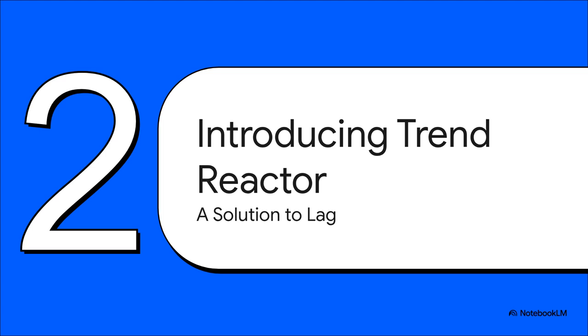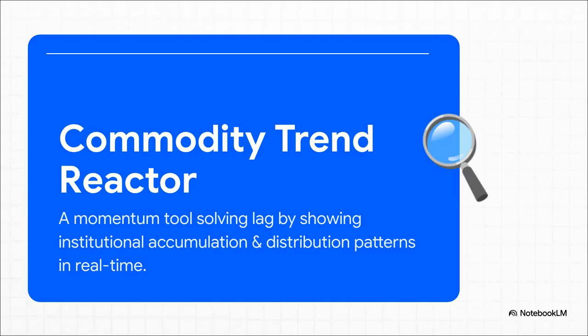Okay, so that's the problem, and that brings us to the solution. This is where the Commodity Trend Reactor comes in. It was built from the ground up to tackle this exact issue of lag head on. Now, don't just think of this as another squiggly line at the bottom of your chart. It's so much more than that. Its entire purpose is to get you ahead of the curve. It's designed to sniff out those subtle clues that the big institutions leave behind, giving you a much clearer picture of when a real momentum shift is about to happen, not just confirming it after the fact.